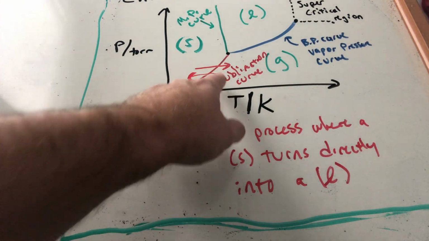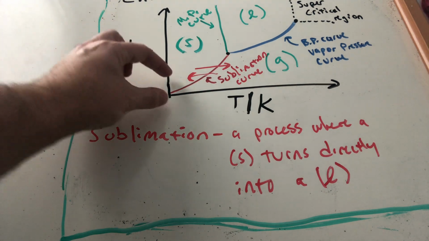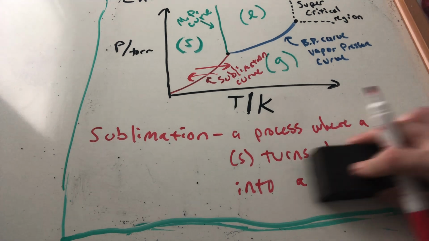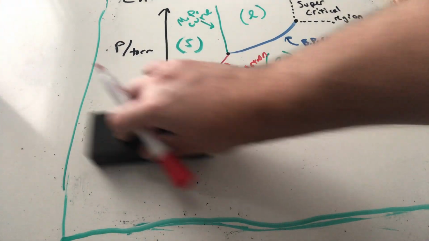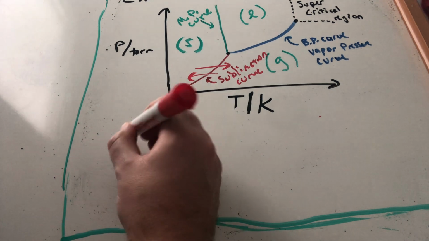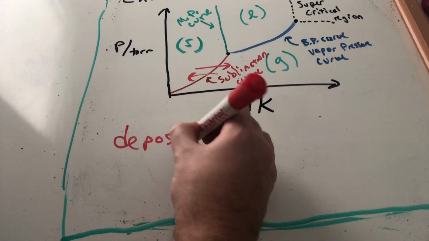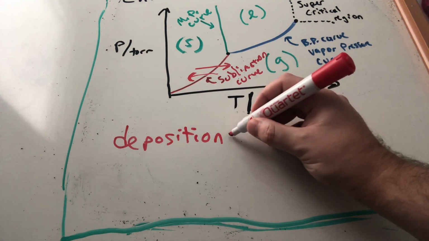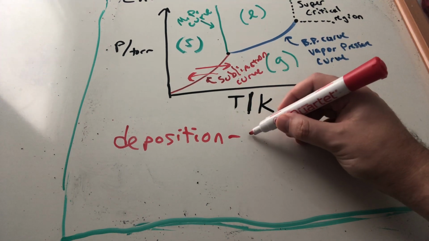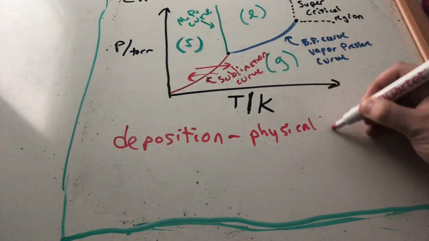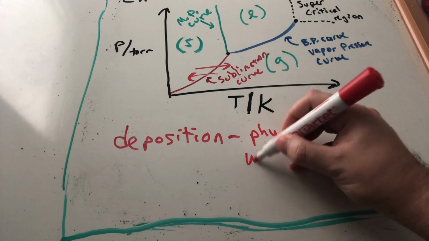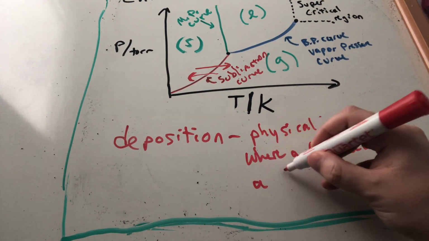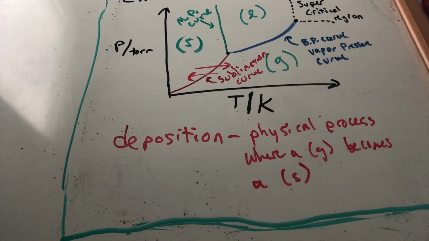The opposite of sublimation: what if I have a higher temperature, a gaseous situation, and I'm down here in terms of the pressures of my system, and now I move in this direction for the actual physical process? I cool down the system. That process is called deposition, and deposition is the opposite of sublimation. So deposition is the physical process where a gas becomes a solid, and it does so directly without going through a liquid state.